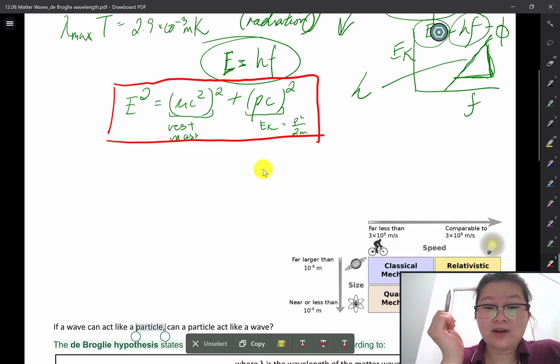So where does this come from, and why does it look this way? Especially with kinetic energy, it doesn't look exactly like 1/2 mv squared, and it doesn't even have the 1/2 in there. So what does this mean?